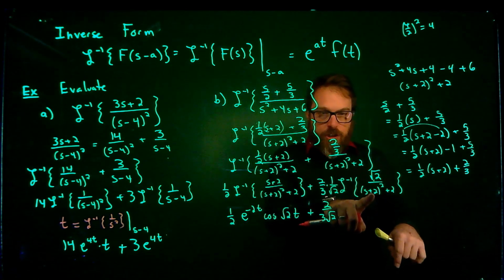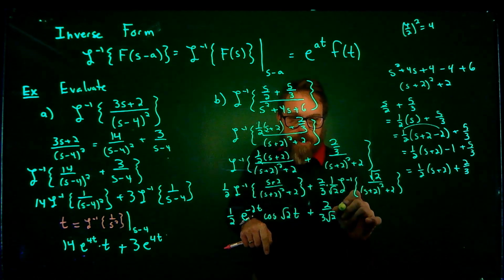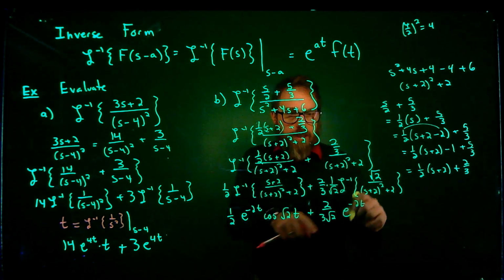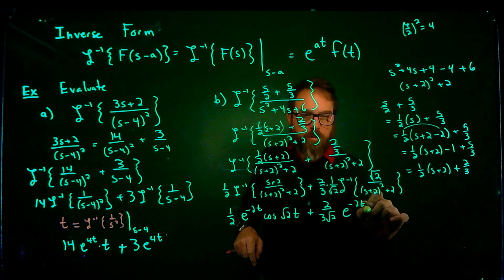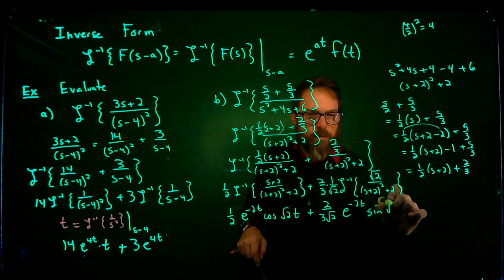Again, this is a shift of the sine function, so I'm going to have an e to the minus 2t. That takes care of this s plus 2. And then this function here is going to be equal to the sine of root 2t.